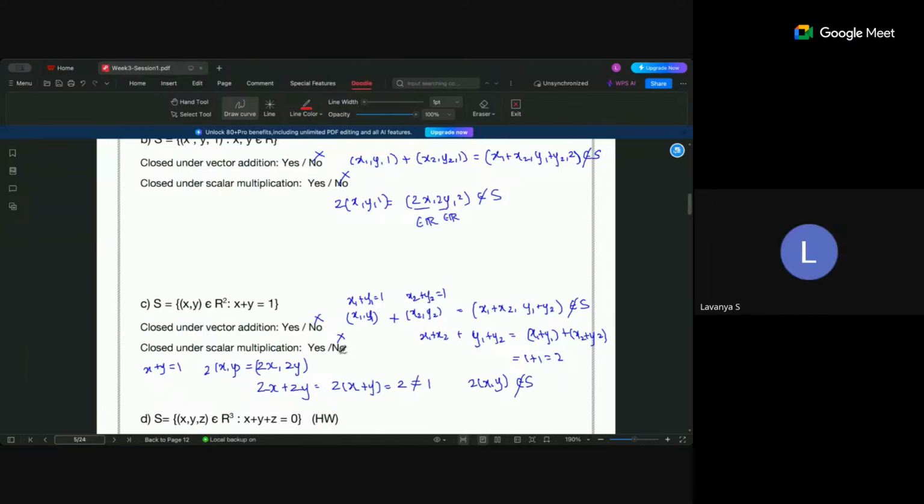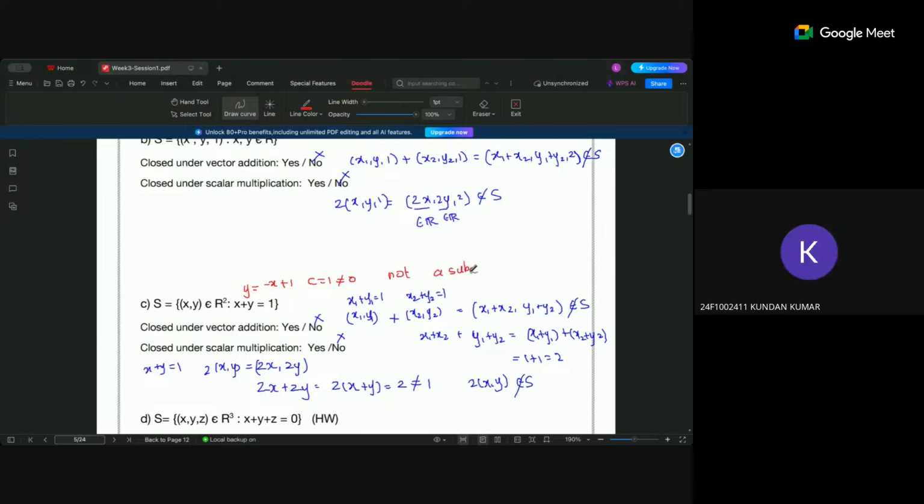So you can see that you can rewrite it as y is equal to minus x plus 1. Y equal to mx plus c. Your c is 1 here. It is non-zero. It is not closed under addition and multiplication. So this is not a subspace.